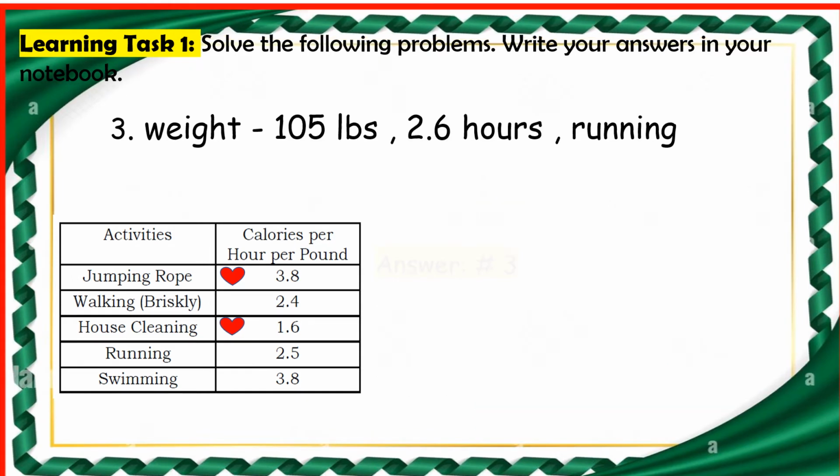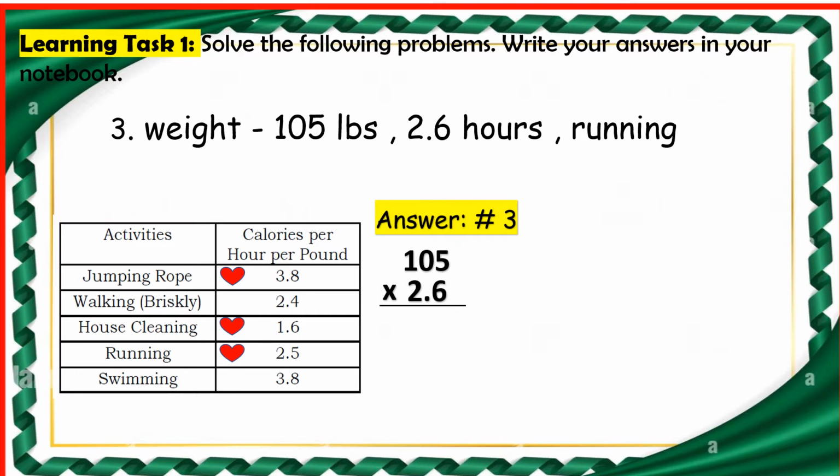Okay. So let's move on to number 3. So the weight is 105 pounds. So the hours is 2.6 hours and the activity is running. So the calories per hour per pound is 2.5. So first, we multiply 105 by 2.6 hours.